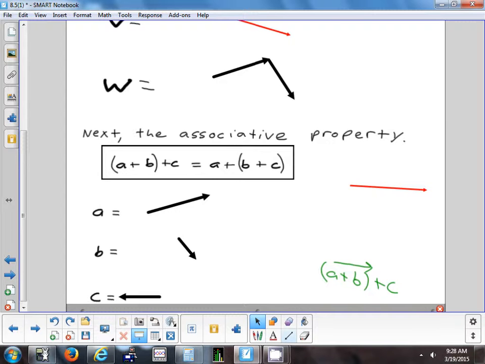Right, so here's b plus c. Okay, so now we got that, b plus c. And now take and do a and put b plus c on the end of it. So there's a. The one in red is b plus c. And let's see what happens. Get the same thing. Right, so the associative property works for vectors.